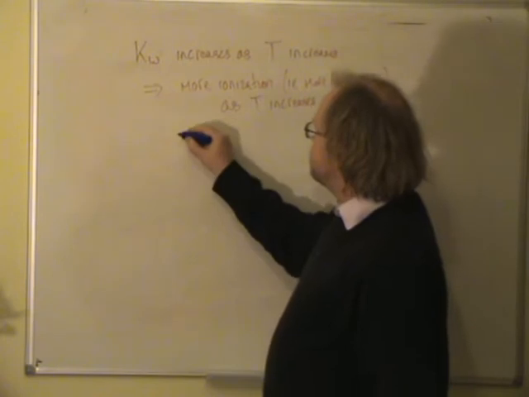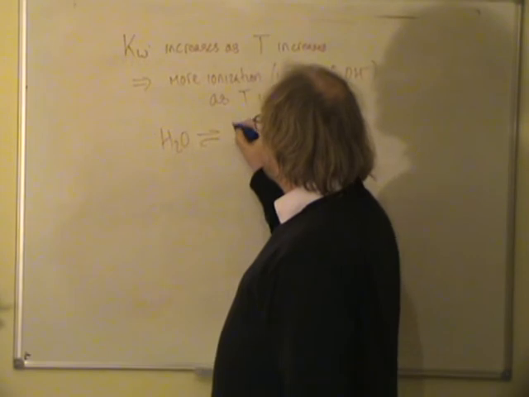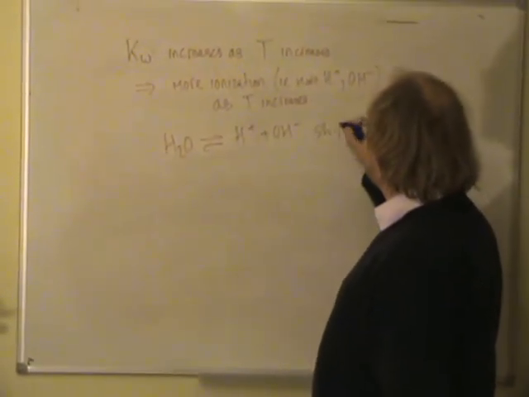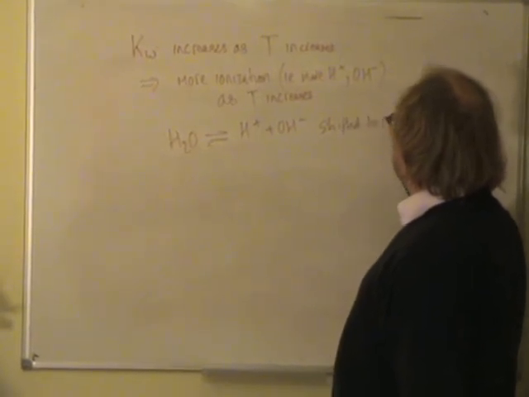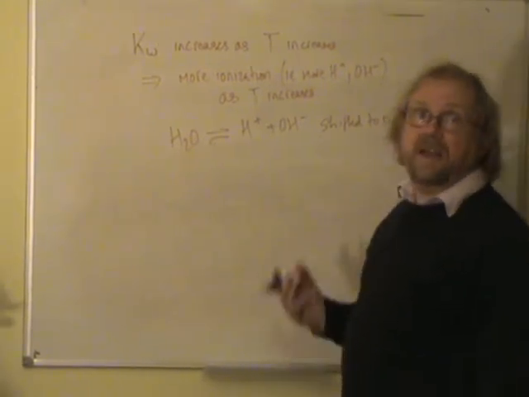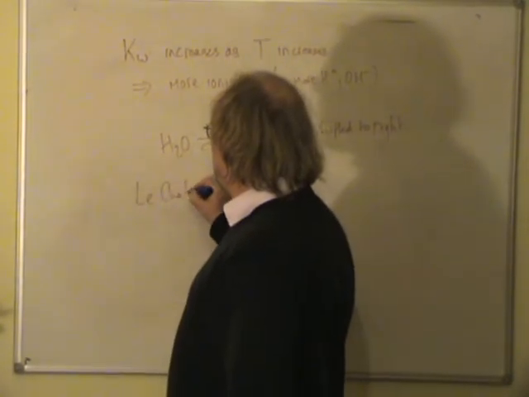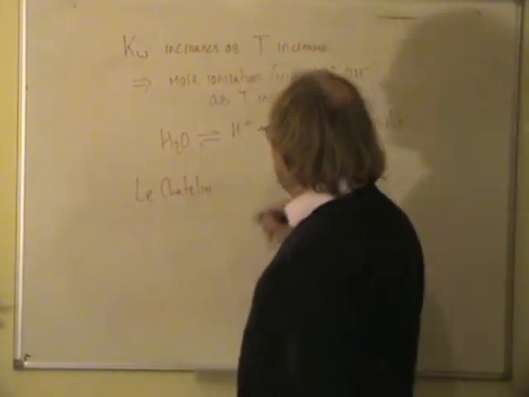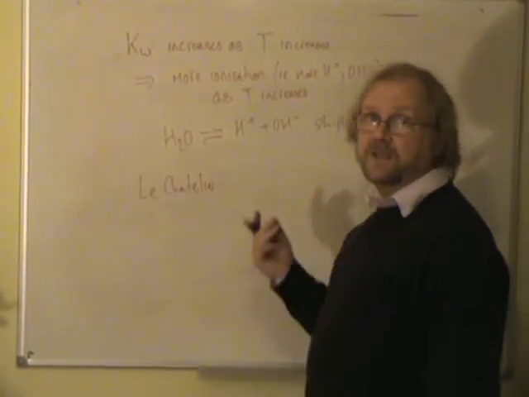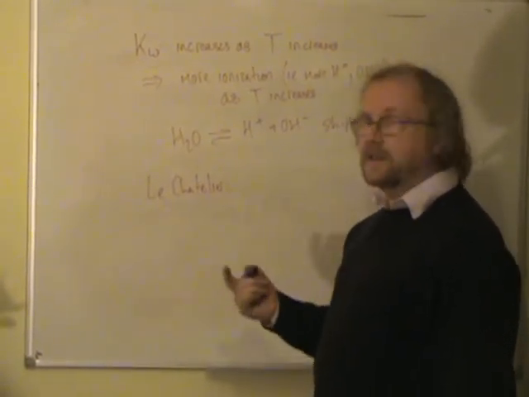Okay, so the equilibrium, which is this, is shifted to the right as you go to higher temperature. On the other hand, Le Chatelier's principle tells you that when you go to higher temperature, the equilibrium will shift in the endothermic direction to oppose the temperature increase. Okay, it shifts in the direction that takes in heat to oppose the temperature increase.